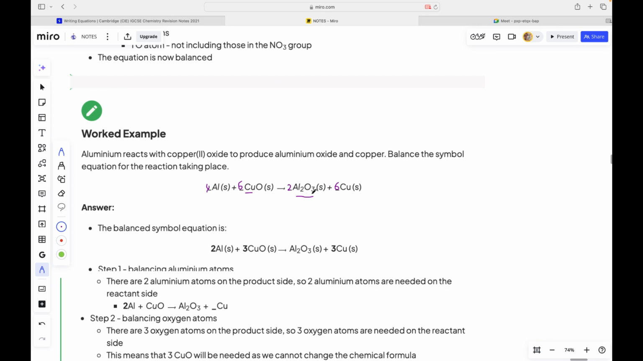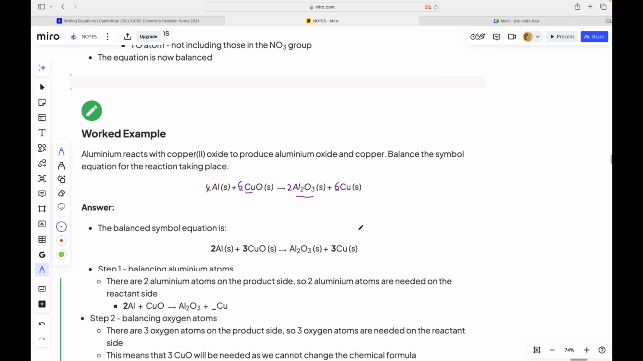Oxygen is 2 times 3, which is 6. And then you make oxygen 6 here by putting 6 here. Copper is also 6, so you put 6 here for copper on the right. And then aluminium is 2 times 2, 4, and you put 4 here. So this is how to balance. This is what they've done. And you can also balance this way. The balanced symbol equation is okay.